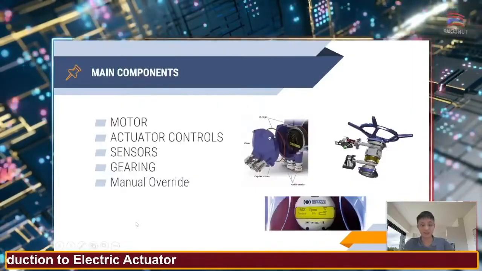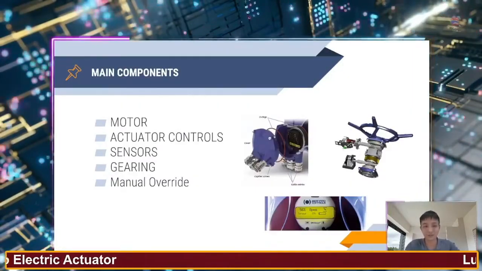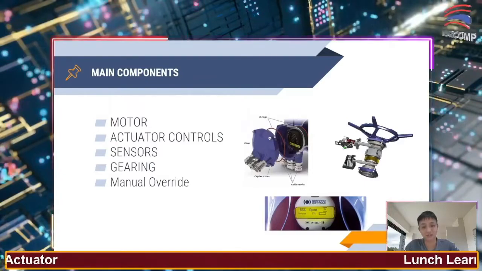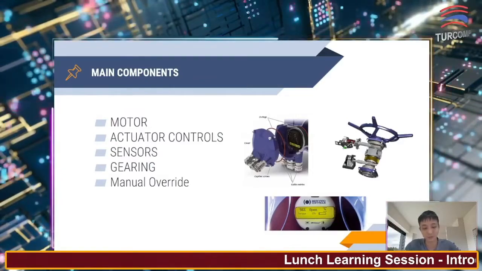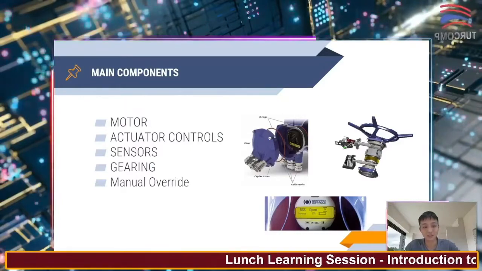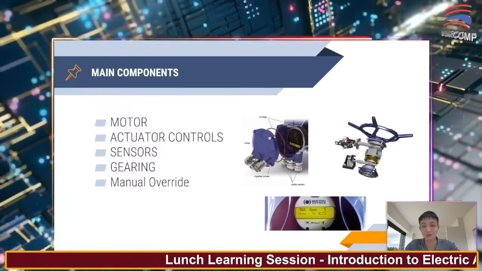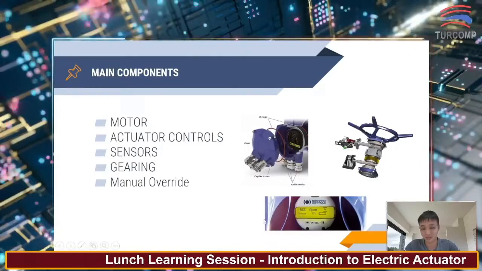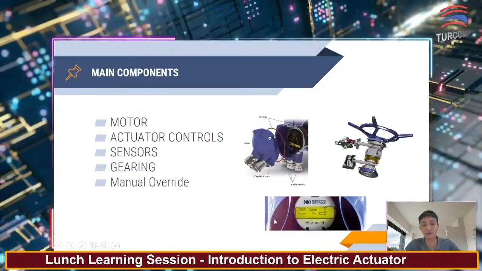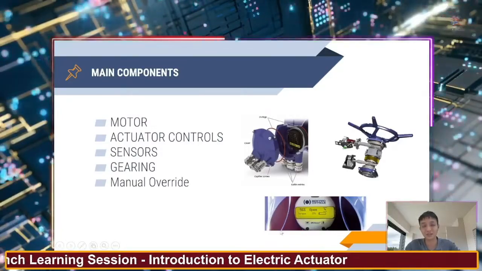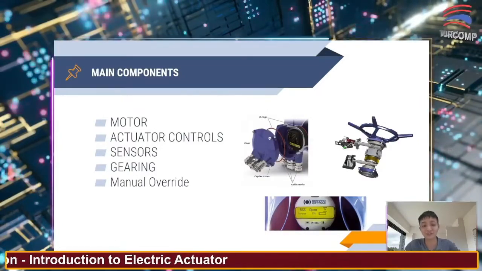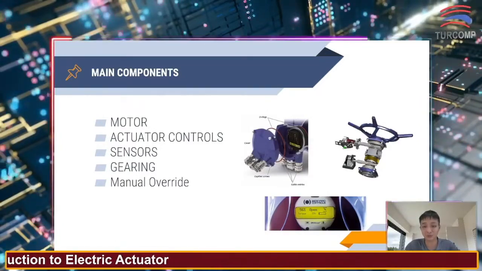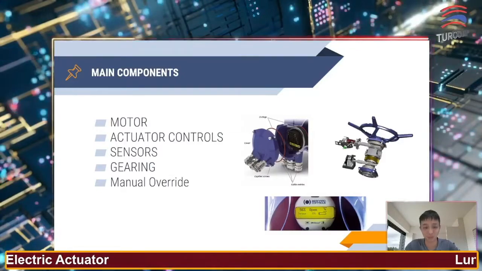All right. So what are the main components of the electric actuator? So the first part, of course, we're talking about the motor. Okay, it's straightforward. And then the second part we call actuator control. Actuator control is basically the settings and configurations, where it receives the signals, and it also controls the internal components.